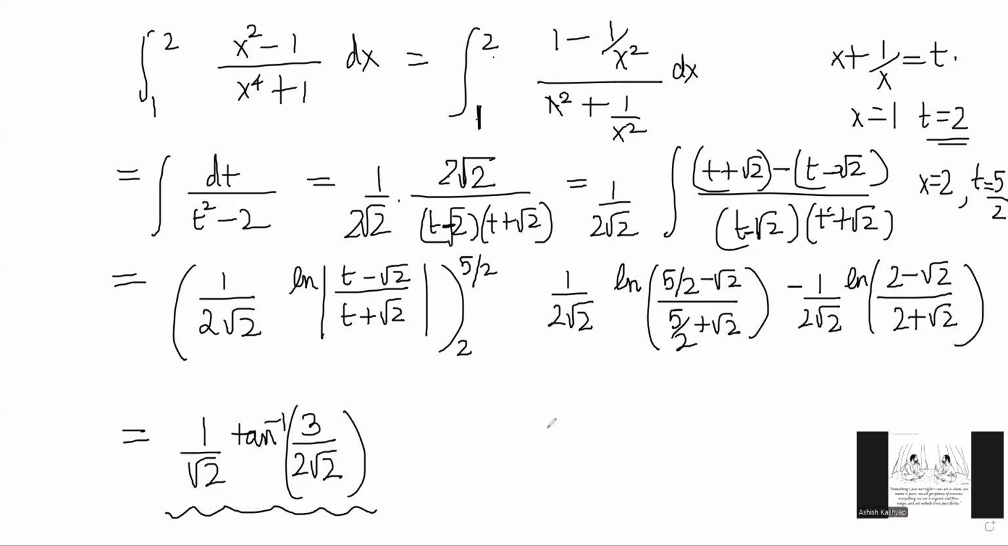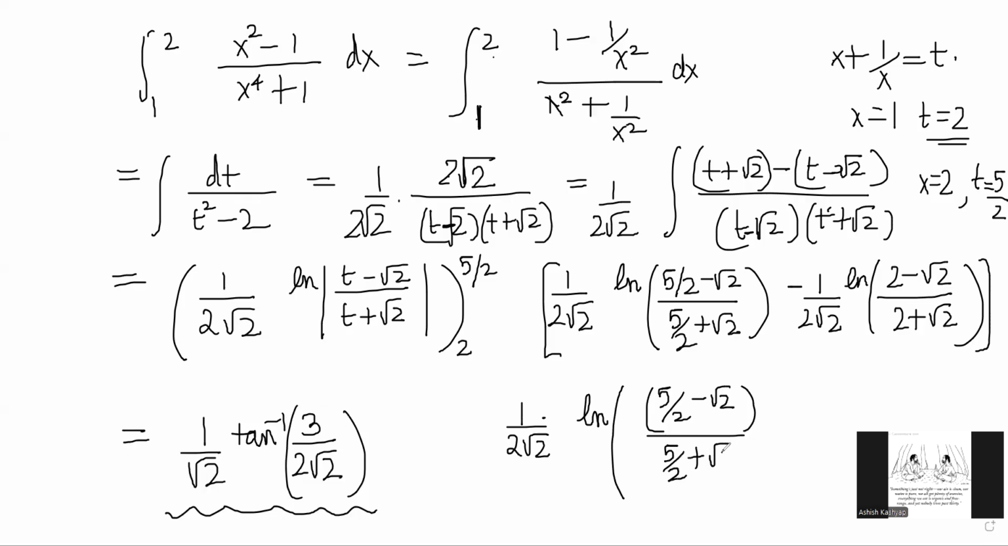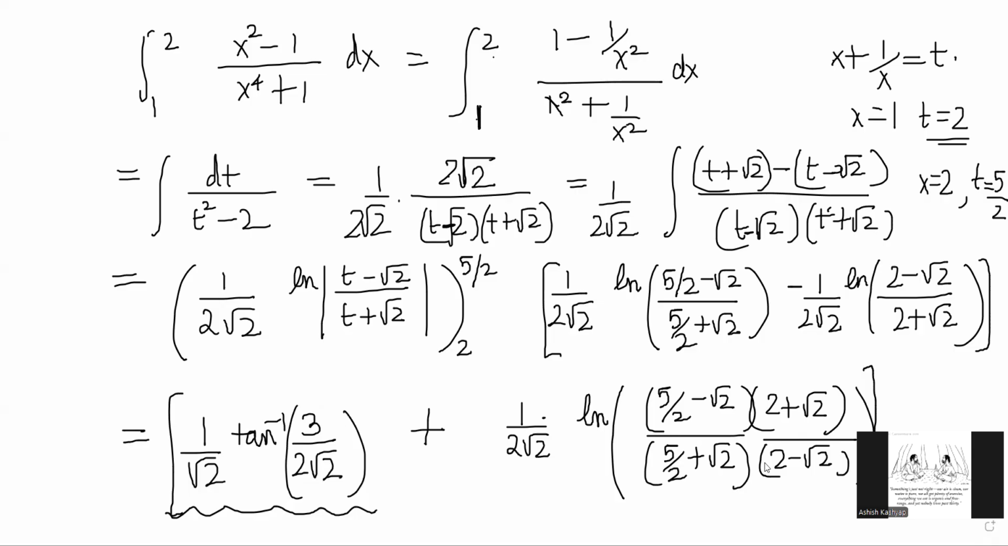Okay, now think about this. I have to simplify this a little bit. I can take 1 by 2 root 2 common, and I have ln of (5 by 2 minus root 2) by (5 by 2 plus root 2), divided by the (2 minus root 2) and (2 plus root 2) here, right? This is my expression. And these two integrals have to be added, and the whole thing has to be subtracted from the values that we got earlier.